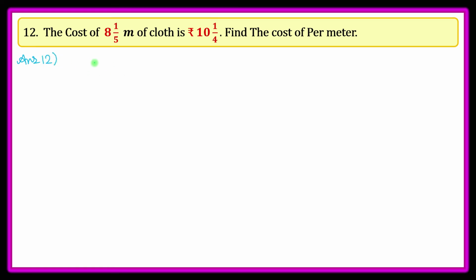So cost of 8 1 upon 5 meters of cloth is rupees 10 and 1 upon 4. We want to find the cost per meter, that is for 1 meter. So if for 8 1 upon 5 meters it is rupees 10 1 upon 4, then for 1 meter, it is logical, it would be rupees 10 1 upon 4 divided by 8 1 upon 5. Like this, the value would be greater than 1 as logical. So now let's find it out.